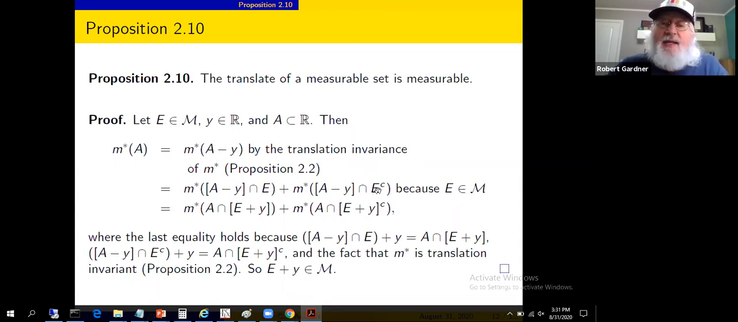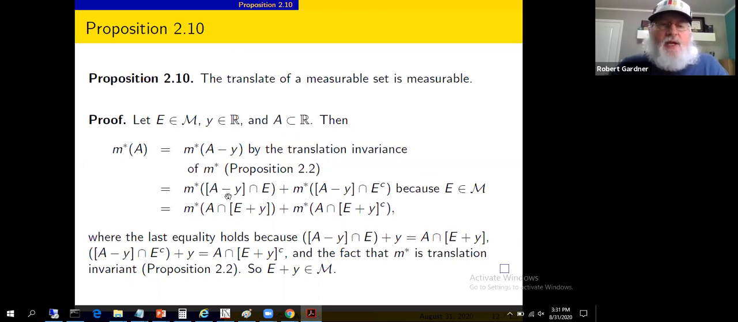See, there's an E and an E complement, with the arbitrary set of real numbers not simply being A, but being the set A minus Y. I can use any set I want to. I know E is measurable. That means for all subsets of the real numbers, the splitting condition holds.